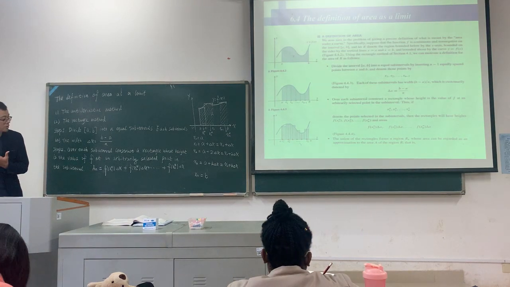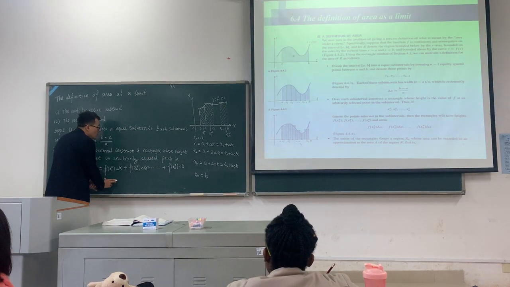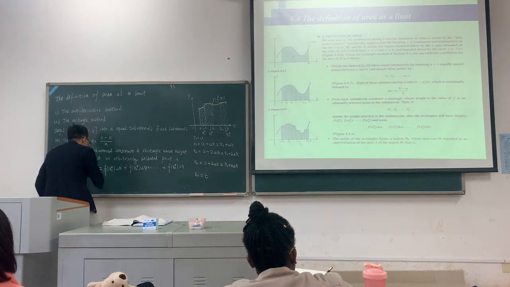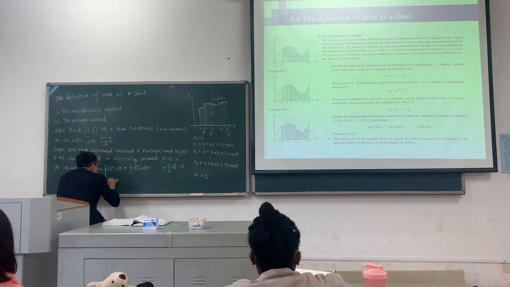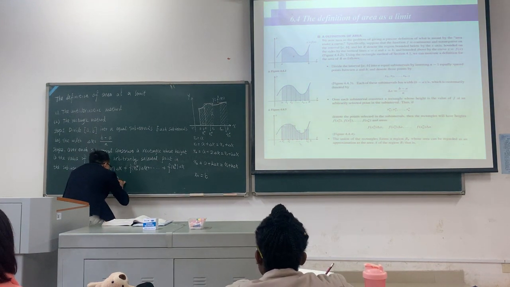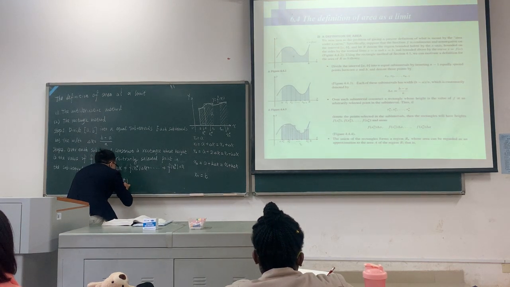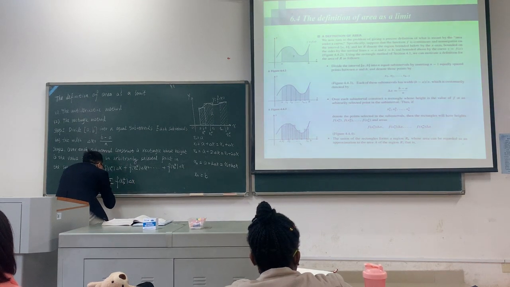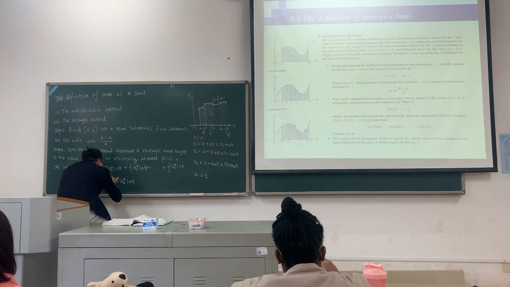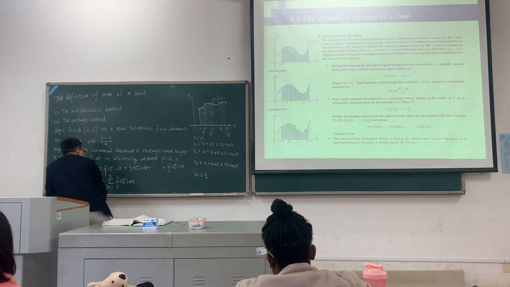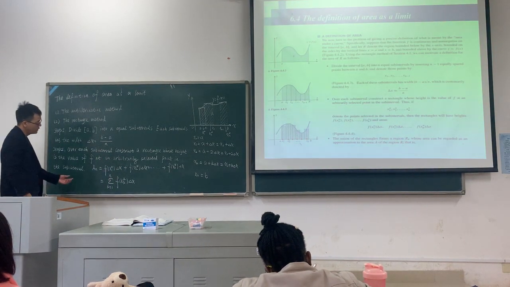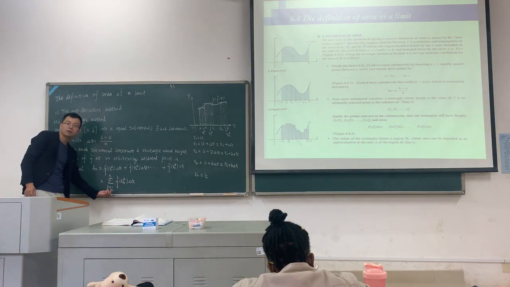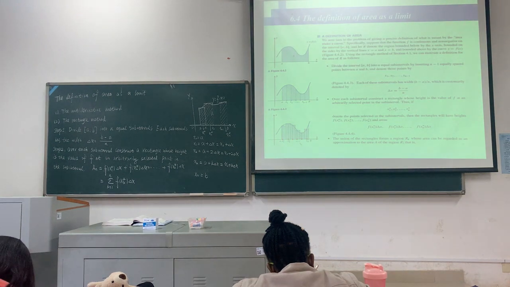So here, actually we can rewrite this part using the sigma notation. It is equal to the sum of f of xk star times delta x, where k runs from 1 to n. So we can write the sum using the summation notation. So here is An.